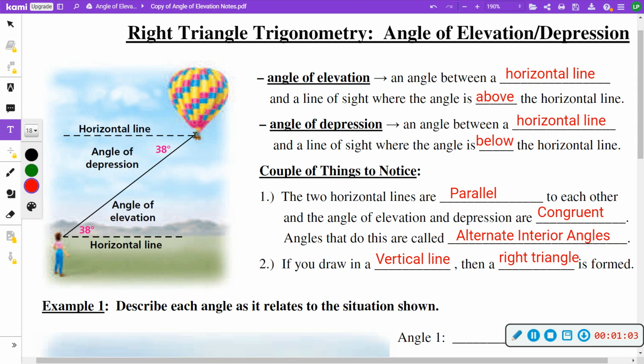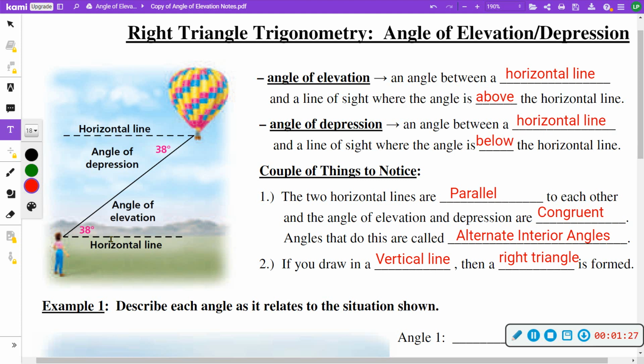Now, maybe you want to find out how far off the ground someone is from eye level. But if you wanted to see how far off the ground the top of the balloon is, then you would change your sight to look at the top. And of course, 38 degrees would be more. So everything I just said is summarized here. You can copy that down.